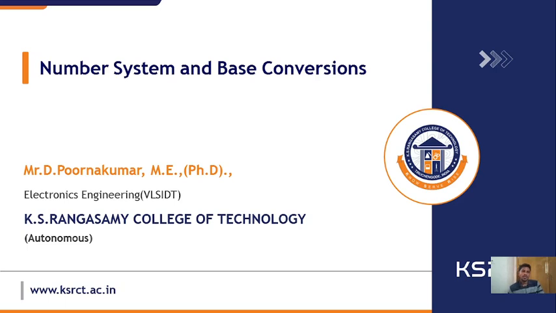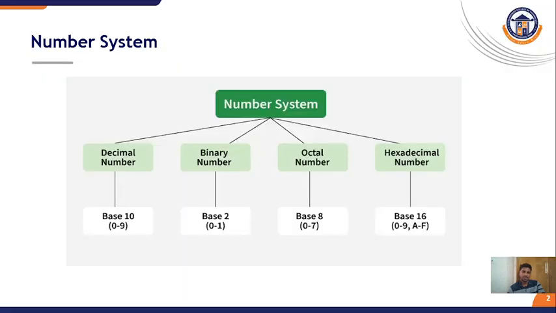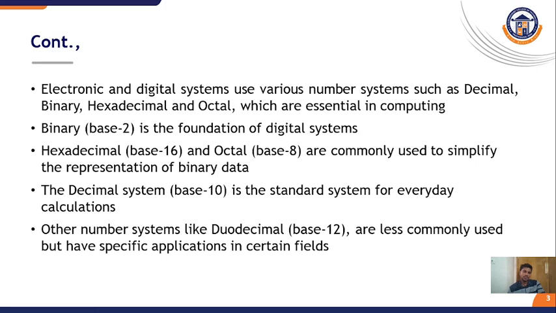So welcome everyone. In this video, we are going to see about number system and base conversions. There are different types of number system: decimal number, binary number, octal number, and hexadecimal number. In which the binary is the foundation of digital systems, in which we are using only zeros and ones to represent the data. That is why it is called a base 2 number system.